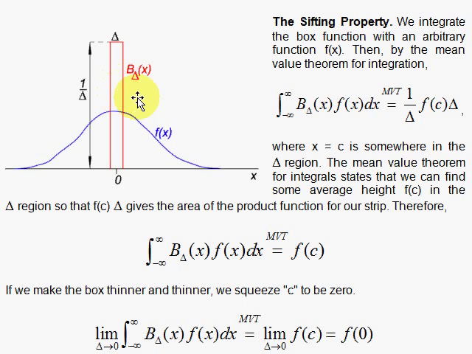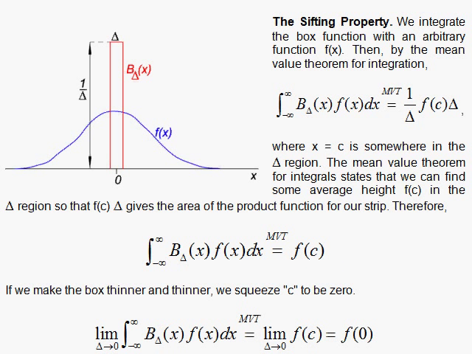Okay, now we're ready to do the product of the two functions. The box function times the function f of x will give nothing to the left and to the right of the box, where the box function is 0. And here we'll simply have this height f of c, some magic height in there, times the 1 over delta for the product, and multiplied by our thickness delta, and via the mean value theorem we have this nice arrangement where the deltas will cancel and you'll get the function evaluated at x equals c.